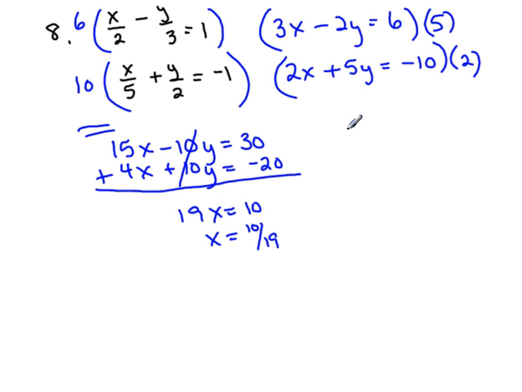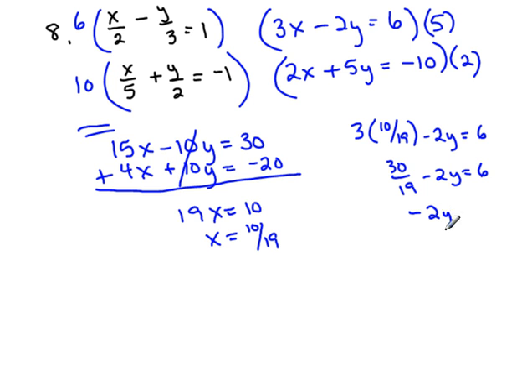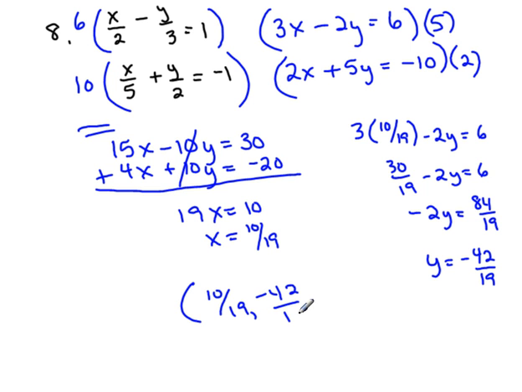Substitute in. I would pick one of these. I picked the top one. 3 times 10/19 minus 2y equals 6. And this gives me 30/19 minus 2y equals 6. Subtract 30/19 and you get 84/19. Divide by -2, and y is -42/19. Use your calculator to confirm that arithmetic. And the answer in point form, 10/19 and -42/19.